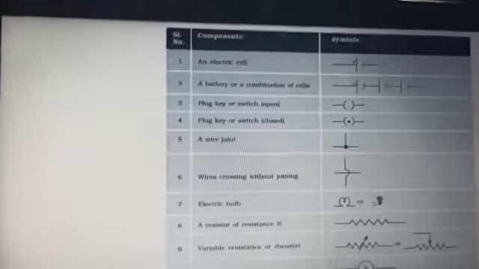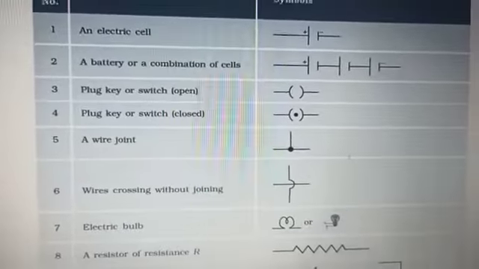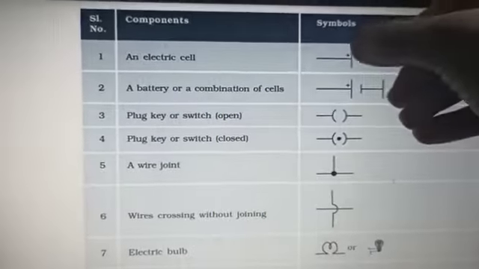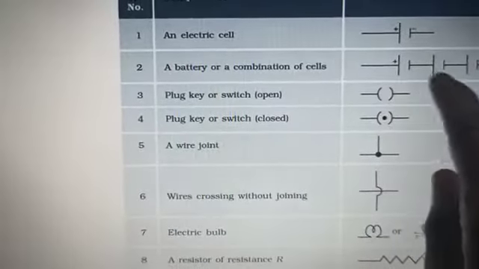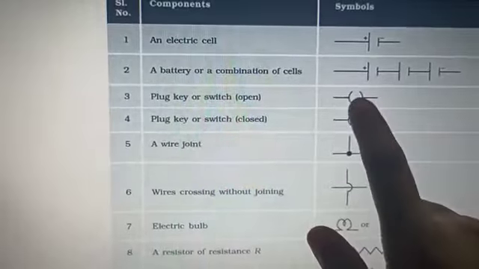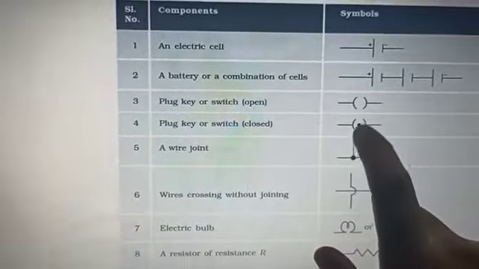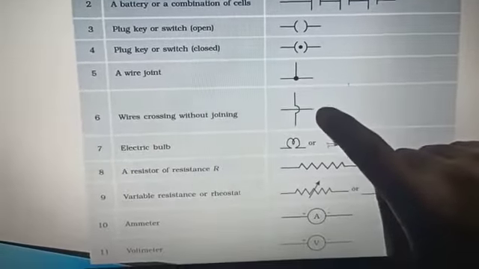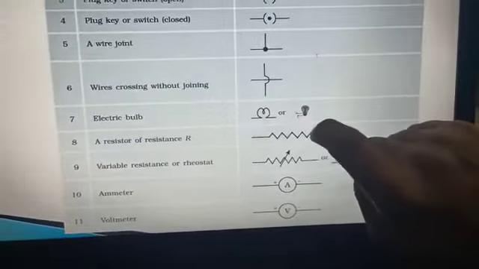Now these are the different circuit symbols that you can see. This is there even in your textbook, so I'll just discuss it with you. An electric cell, the long side is the positive, the short side is the negative. There are two or more cells attached together. A battery. This is a key or a switch, off switch, open switch, otherwise a closed switch. This is a wire joint, a wire crossing without joining. This is an electric bulb. It can be drawn like this or like this.